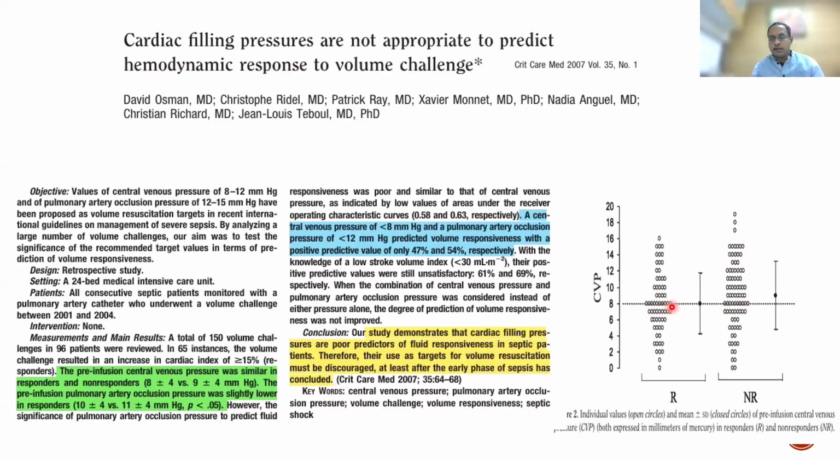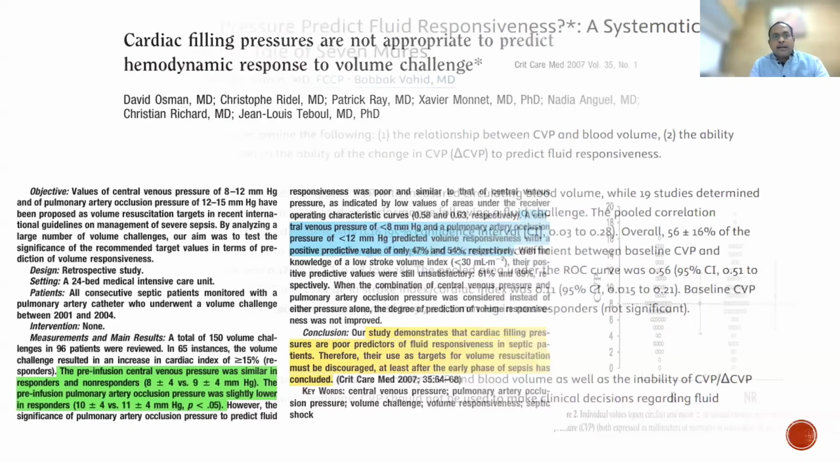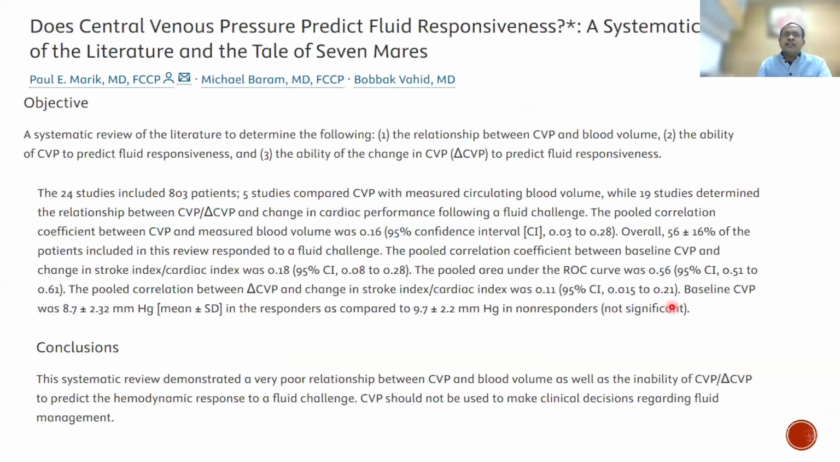So we don't know at what particular value of CVP we should take that as a reference point to give fluids or not to give fluids to a patient. Thus they concluded that cardiac filling pressures are poor predictors of fluid responsiveness in septic patients. Therefore, their use as targets for volume resuscitation must be discouraged, at least after the early phase of sepsis.